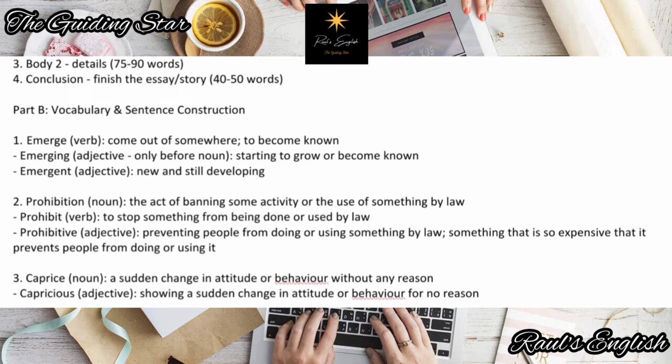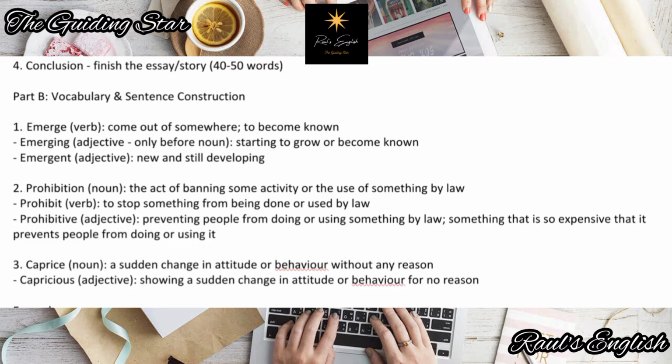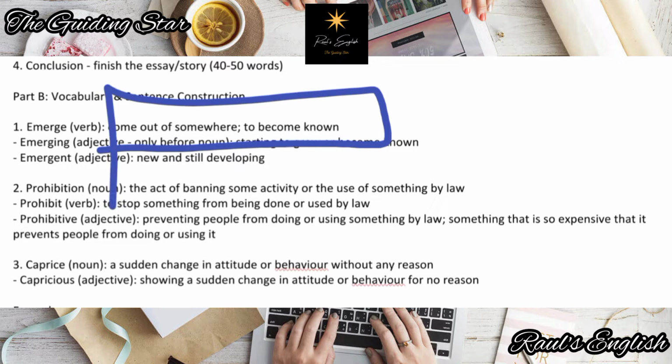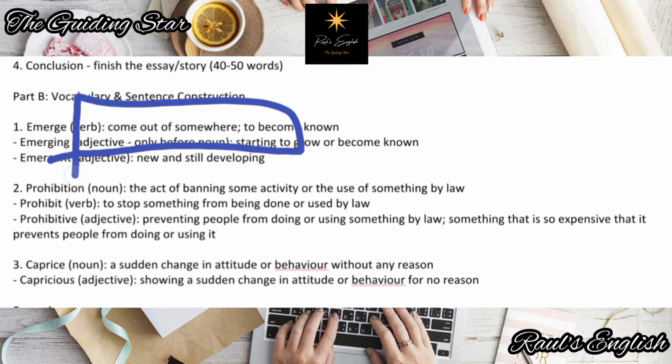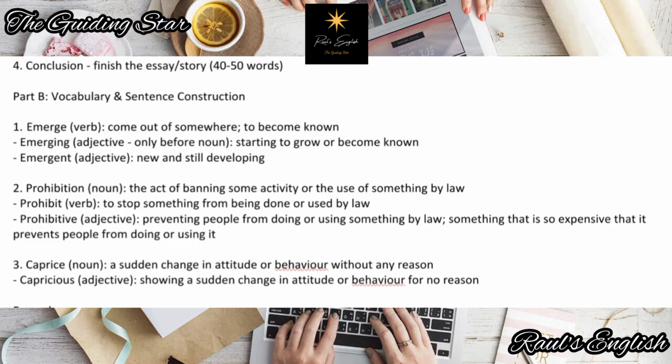Part B, vocabulary and sentence construction, a few words. Right, so the first one is emerge, verb, emerging, adjective, and emergent, adjective. Alright, so emerge means to come out of somewhere or to become known. So if people are getting to know you, if you're becoming more popular, that is also emerge. Emerging is usually the present participle of emerge. However, before a noun, only before a noun, it becomes an adjective. So starting to grow or become known. So that's emerging.